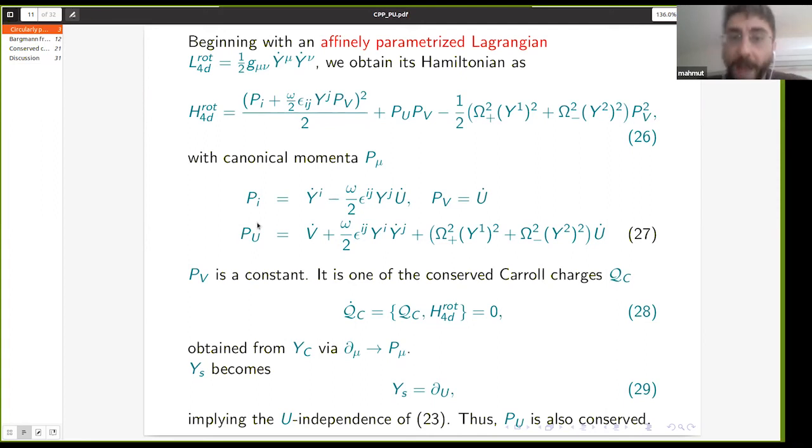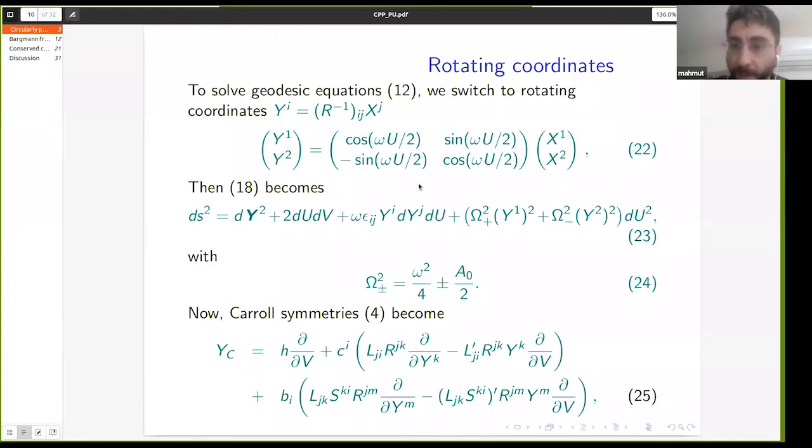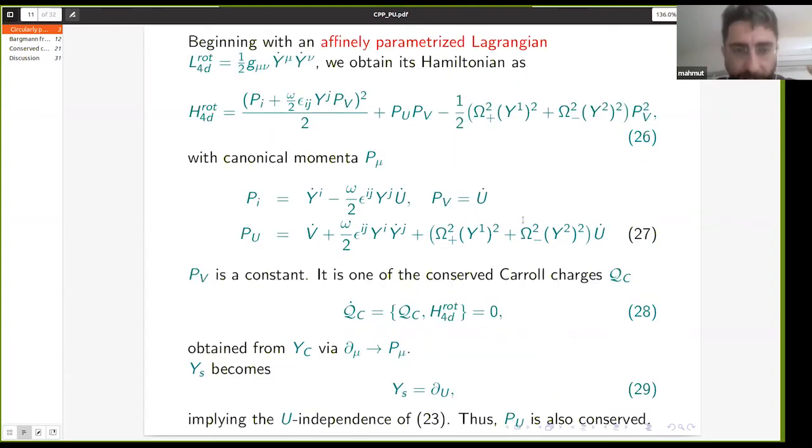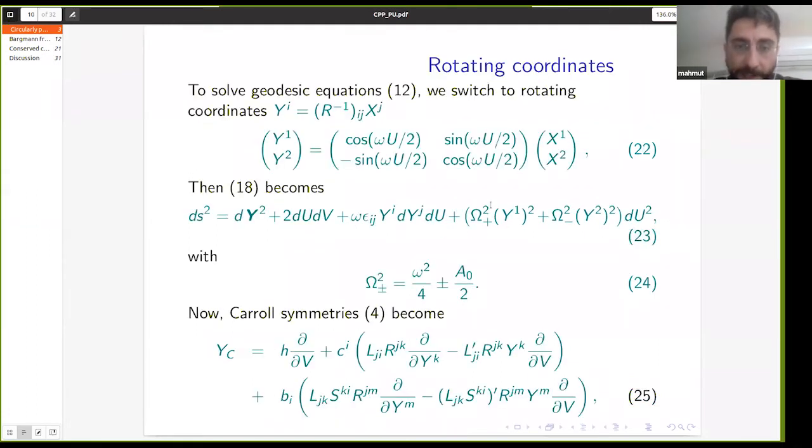Nice. And now you can see very easily from this profile, you can see it is symmetric under the v translations. So our friend psi, which is equal to del v, is again a symmetry of this space-time. Nice. Therefore, pv is a constant. You can calculate very easily. Now, actually, it is an element of this Carroll.